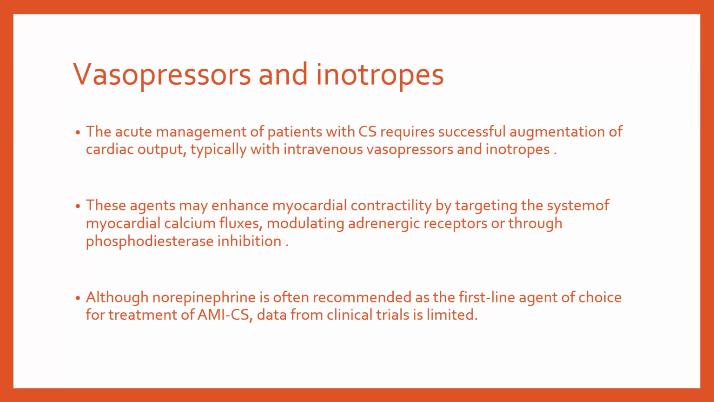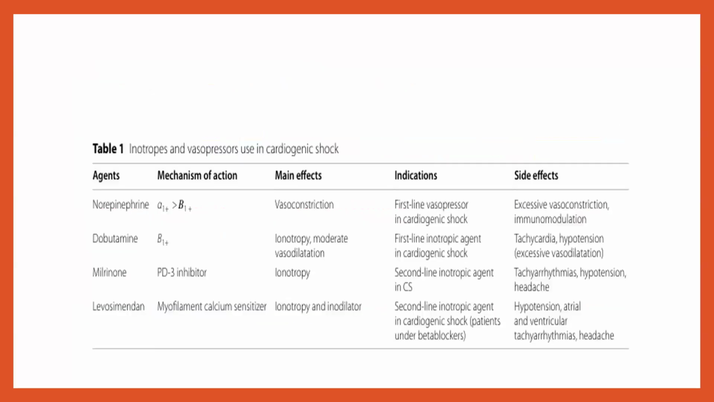Although norepinephrine is often recommended as the first-line agent of choice for treatment of cardiogenic shock, the data from clinical trials is limited. So these are the list of the inotropes and vasopressors that we are using for cardiogenic shock. So first is norepinephrine, the main effect is vasoconstriction. It is a first-line vasopressor in cardiogenic shock. And side effects are excessive vasoconstriction, which may result in arrhythmias.